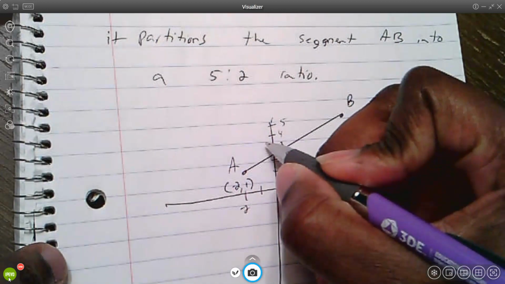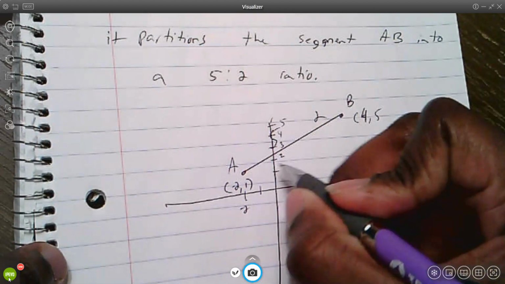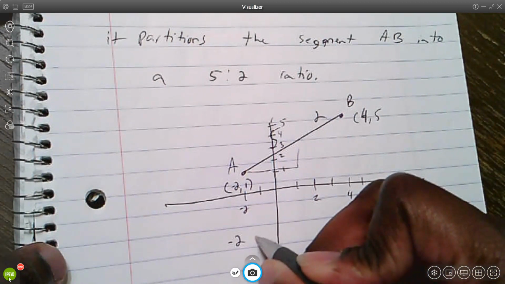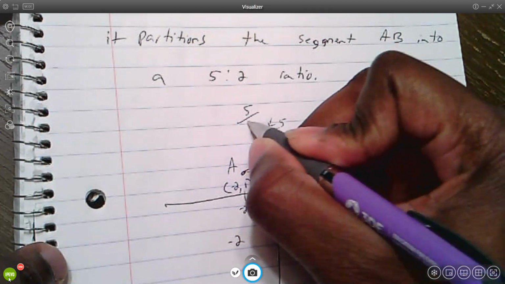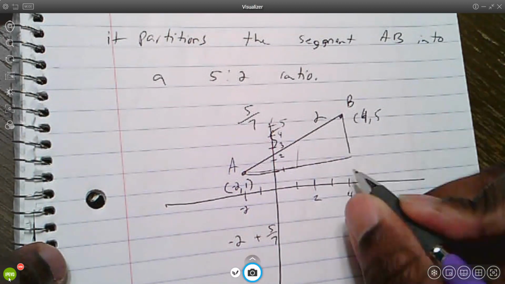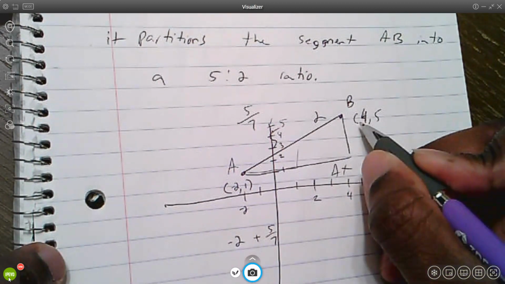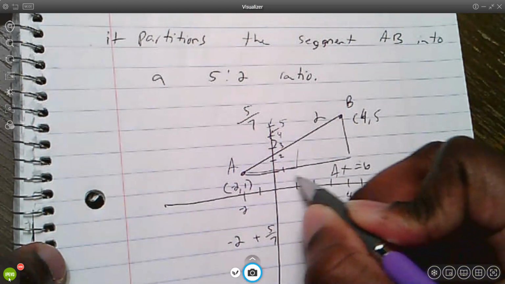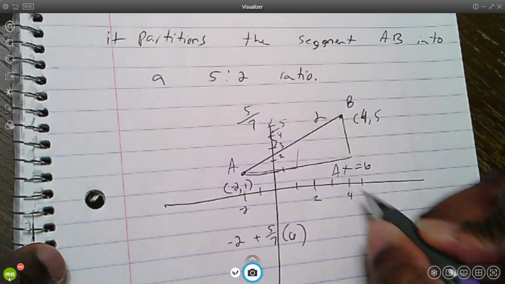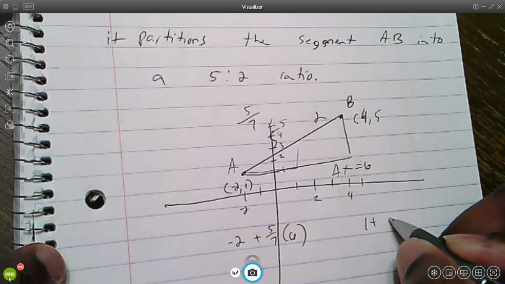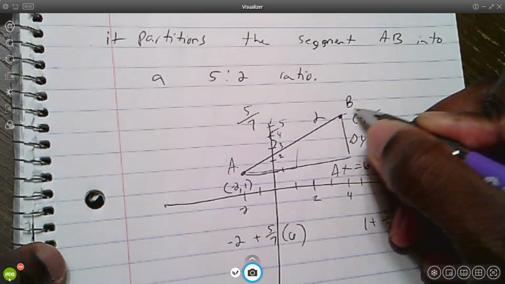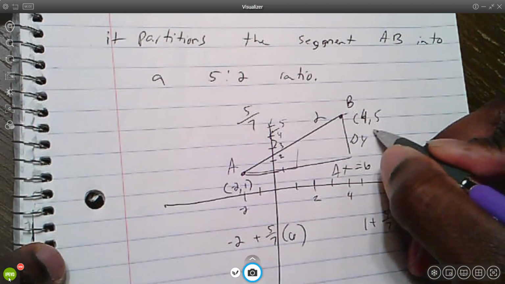So basically I want to divide this up 5-to-2. I need to find this coordinate so it's 5/7 of the way over. So I'm going to take -2 plus 5/7 of the whole x change. The change in x is 6, that's the distance measured. So 5/7 times 6. The y value is going to be 1 plus 5/7 times the change in y. The change in y is 5 above and 1 beneath, so that's 4. That distance is 4.